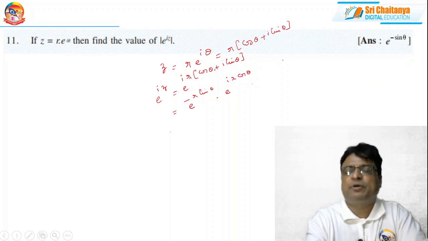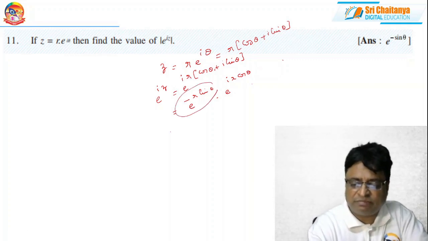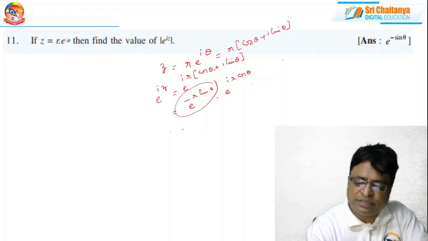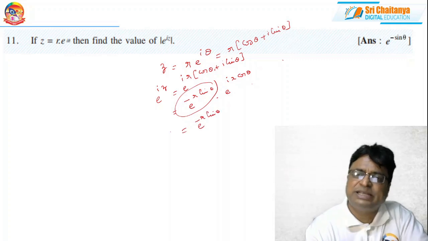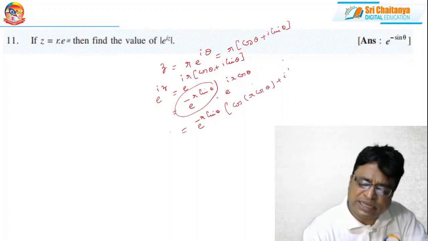Because I have used e power a plus b equal to e power a into e power b. Because this is a real number and this is a complex number, I can write it as e power minus r sin theta, into cos of r cos theta plus i sin of r sin theta.